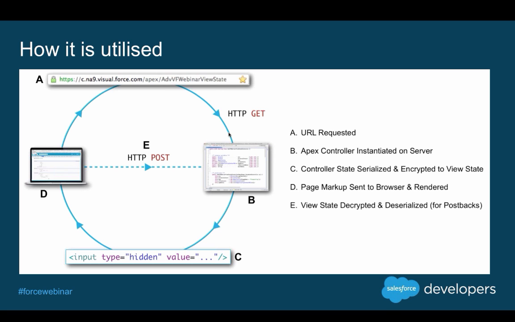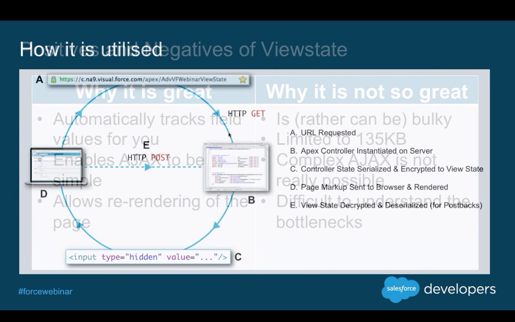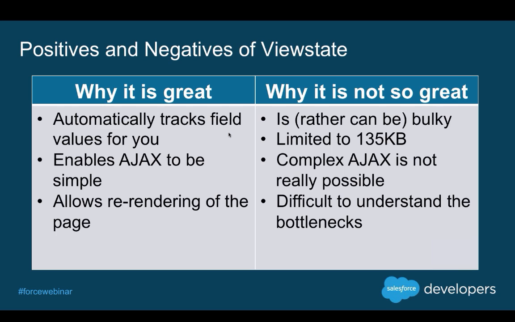So we've gone through now what the Viewstate is and how it works and how it's utilized. But what we really want to know now is why it's good for us and why it's bad for us. What are the performance implications of it? So the Viewstate is extremely helpful because it makes development easy. If you had to write a system that would track all the values of the fields for you and do it between requests and reinstantiate your controller, you'd have a lot of work to do.